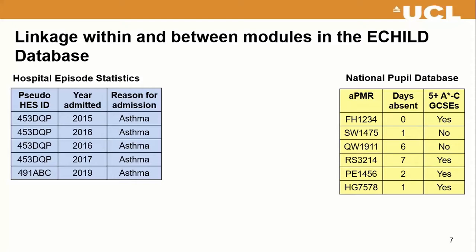The issue is that this database has not previously been linked for children in England because they do not share a unique identifier. So linkage between these datasets can only be done in a secure environment, using linkage methods that use confidential personal identifiers such as full name, postcode, date of birth, and sex. I will show you more detail about this later.